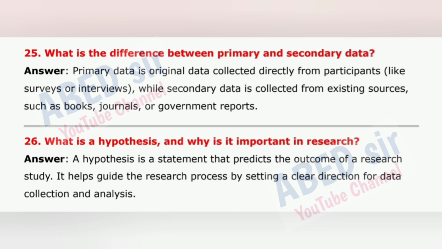Answer. Primary data is original data collected directly from participants, like surveys or interviews, while secondary data is collected from existing sources, such as books, journals, or government reports. Next question. 26. What is a hypothesis, and why is it important in research?